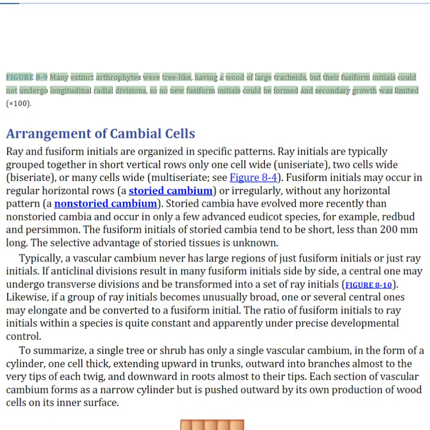Figure 8.9: many extinct arthrophytes were tree-like, having a wood of large tracheids, but their fusiform initials could not undergo longitudinal radial divisions, so no new fusiform initials could be formed and secondary growth was limited.